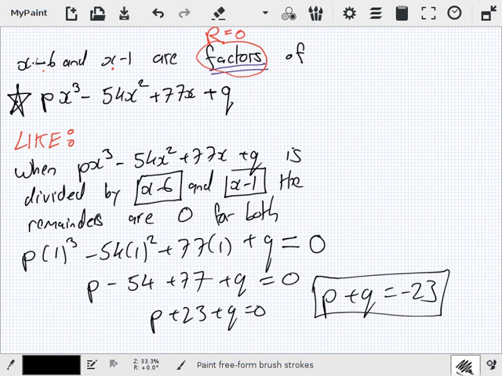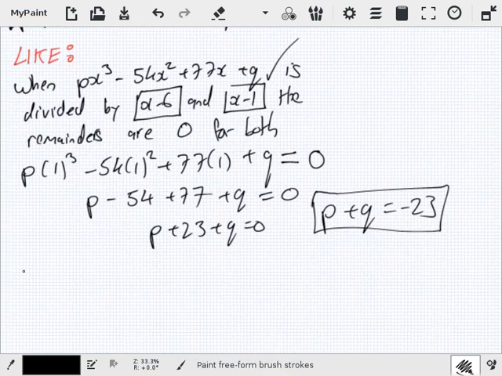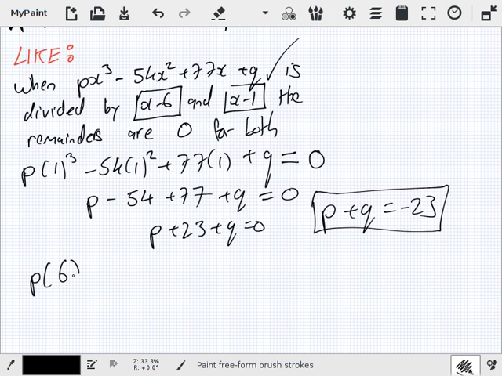What do I put in next, Ray, for x? Put in negative 1. Oh, sorry. Yeah, we've done this one. I'll take that off there. So we're gonna put in 6 then. So we have p times 6 cubed minus 54 times 6 squared plus 77 times 6 plus q.